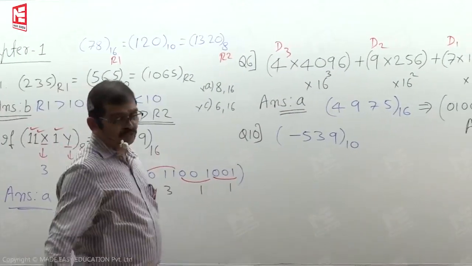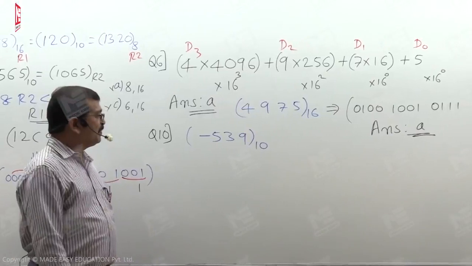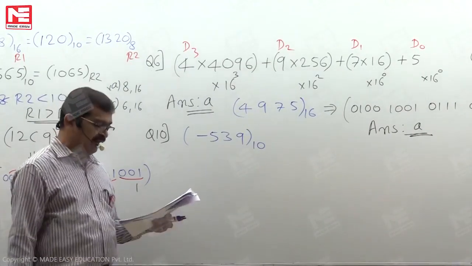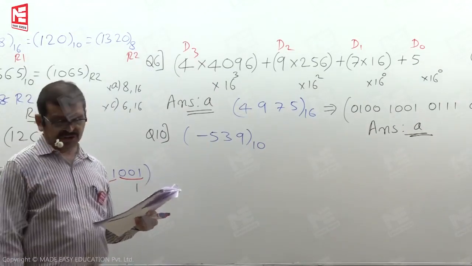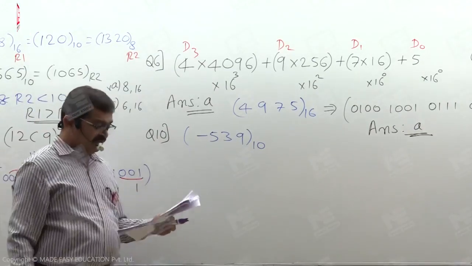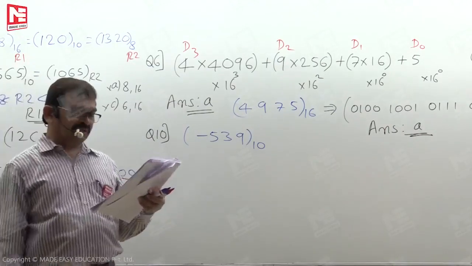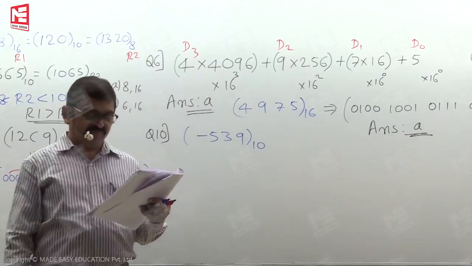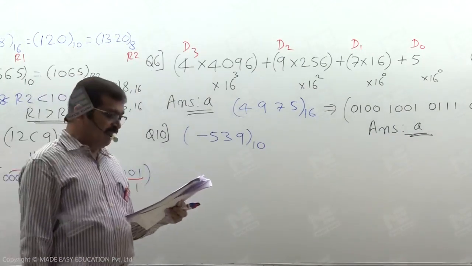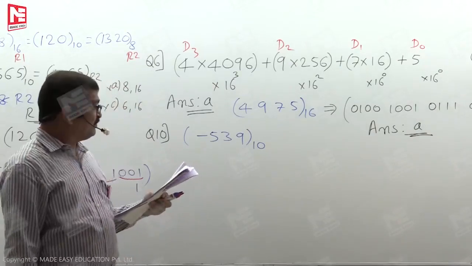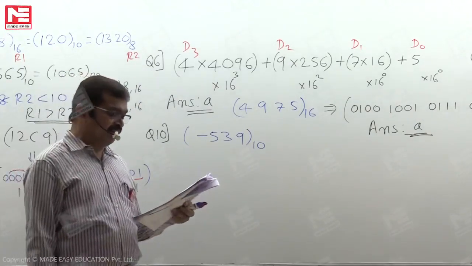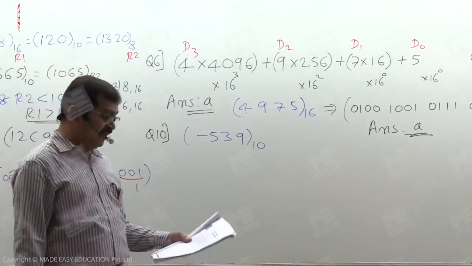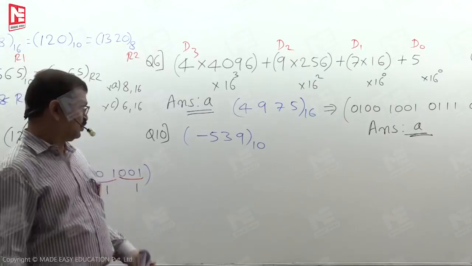So come to the next question, that is question number 10. Question number 10 in the new workbook is: minus 539 with the base of 10, in hexadecimal, when this number is expressed in 2's complement form. The 2's complement representation of the decimal minus 539 in hexadecimal format, that is the question.